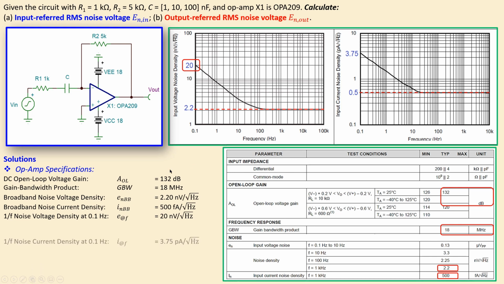Now in a similar form you can look at the 1 over F noise current spectral density, again defined at the same frequency of 0.1 hertz. By this symbol it is 3.75 picoamps per root hertz, and that is shown here again at 0.1 hertz. We have a value of 3.75. Now we have the necessary data to move on with the next step in our example.